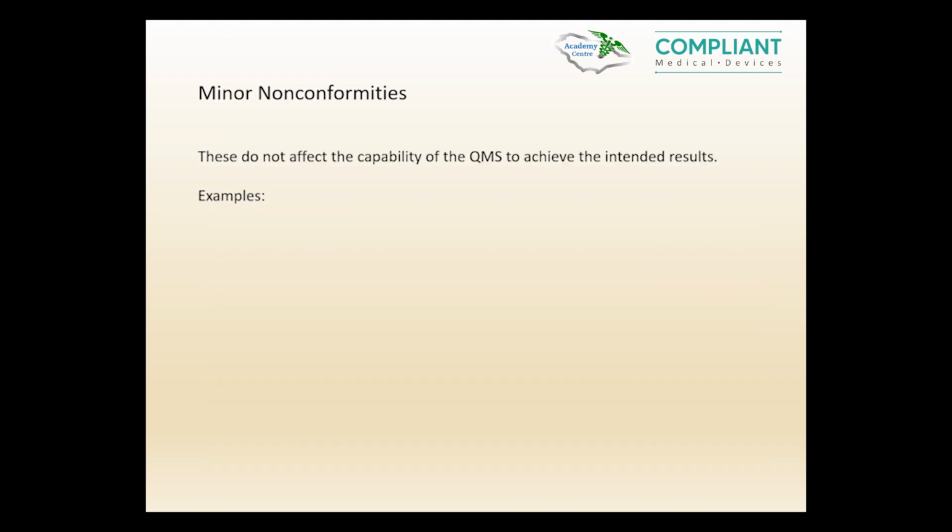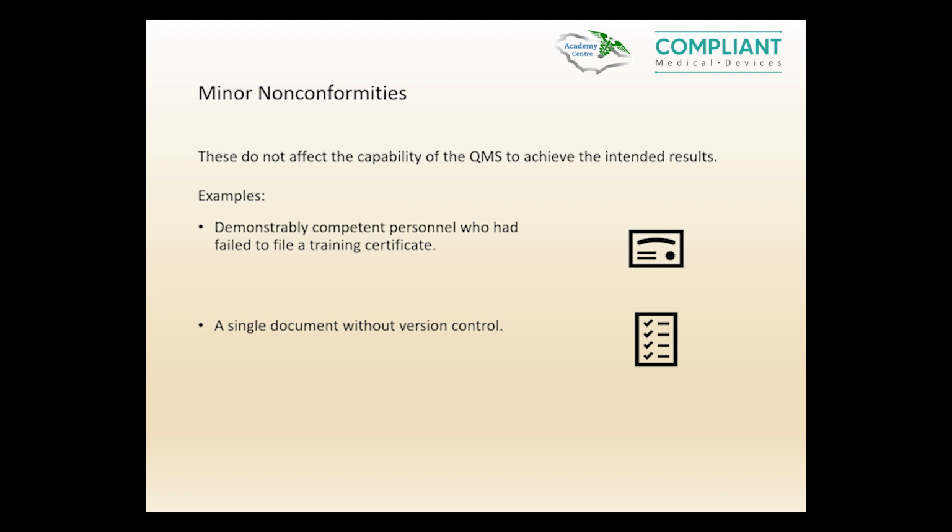The minor nonconformities do not affect the capability of the quality management system to achieve the intended results. Examples, competent personnel who, however, had not filed their training certificate. A single document without version control. And finally, a calibrated measuring tool but without identification.